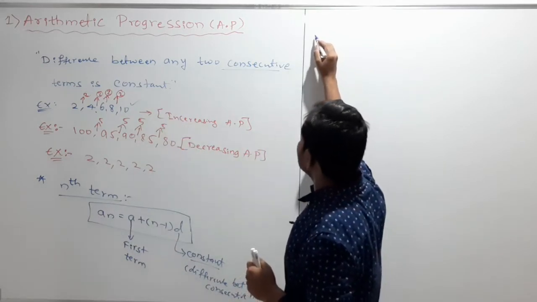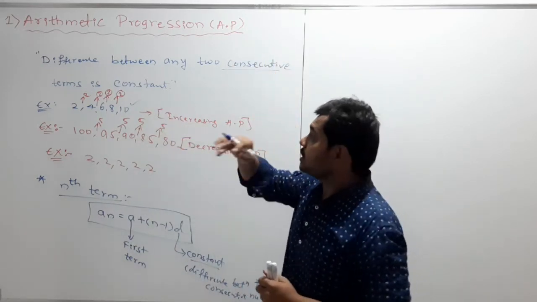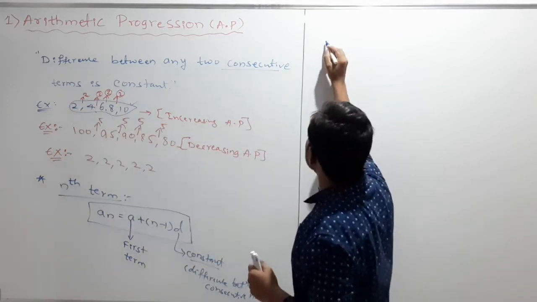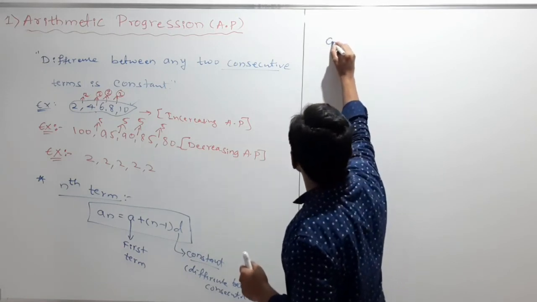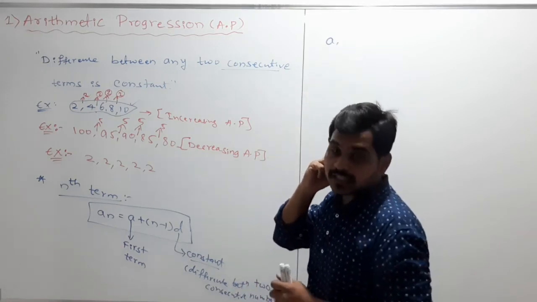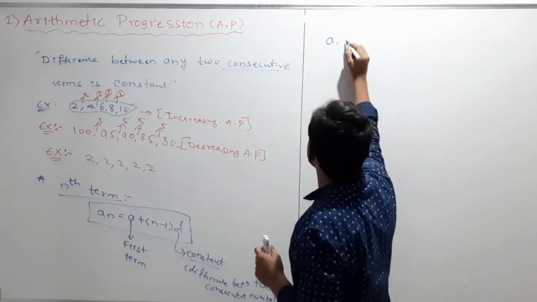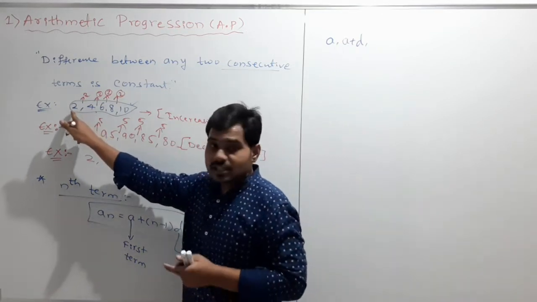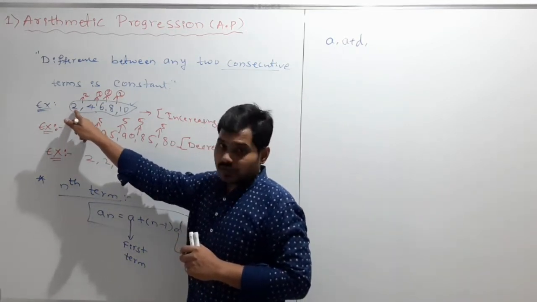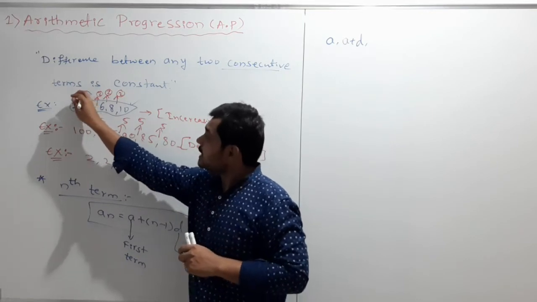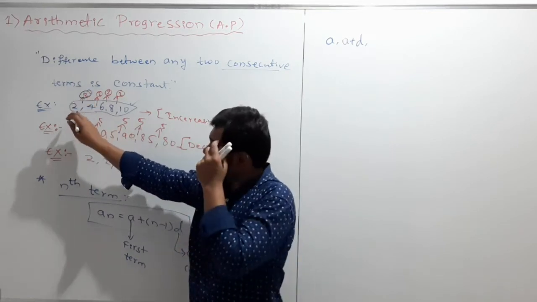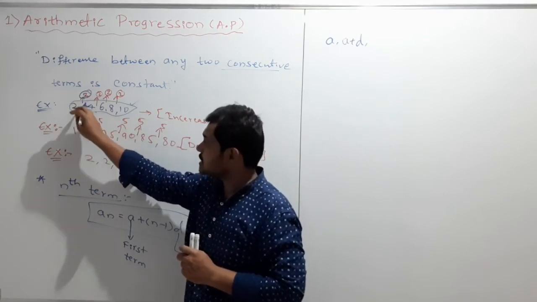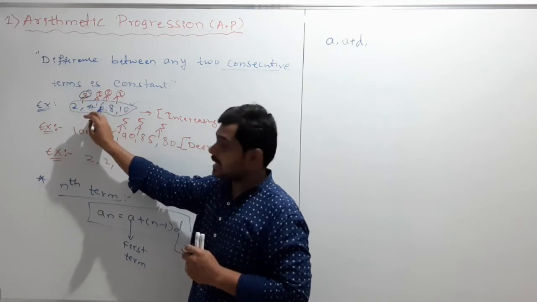Now my dear students, please remember, in the arithmetic progression, if I take the first term as a, then the next term will be a + d. Why? In this example, the first term is 2, and to that I add the common difference d. 2 plus 2 is equal to 4, 4 plus 2 is equal to 6.